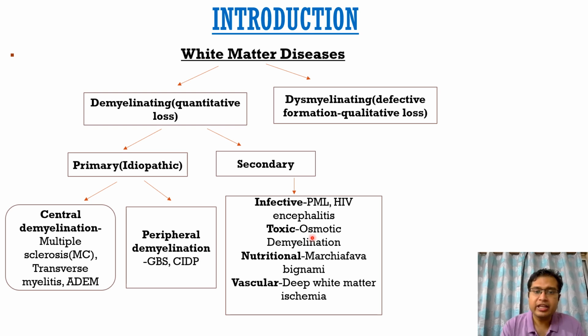Coming to the secondary demyelinating disorders, where the underlying etiology is known, these include infective as well as para-infectious conditions. Infective etiology includes progressive multifocal leukoencephalopathy, that is a reactivation of the JC virus because of immunosuppression, and HIV encephalitis. Toxic causes include osmotic demyelination. Nutritional causes include Marchiafava-Bignami, which is very commonly seen in alcoholics. And vascular causes include deep white matter ischemia, which can lead to secondary demyelination.